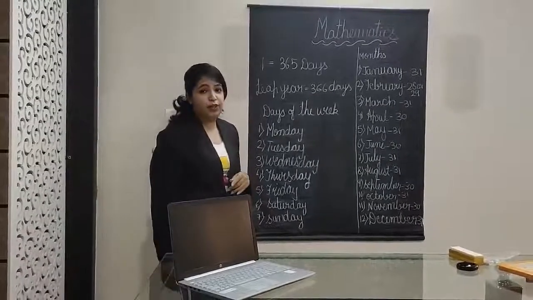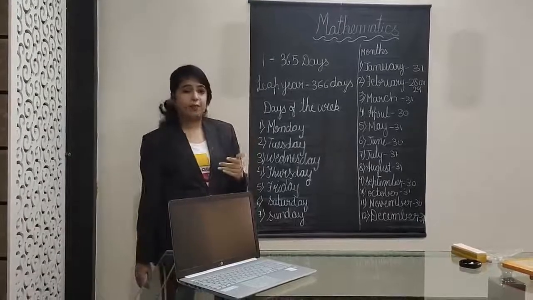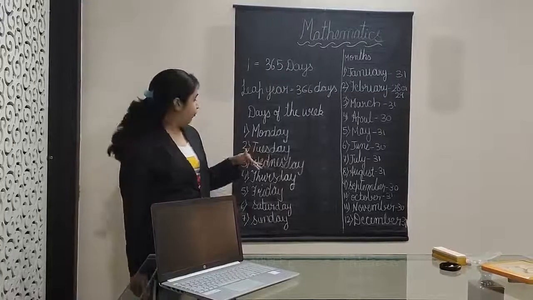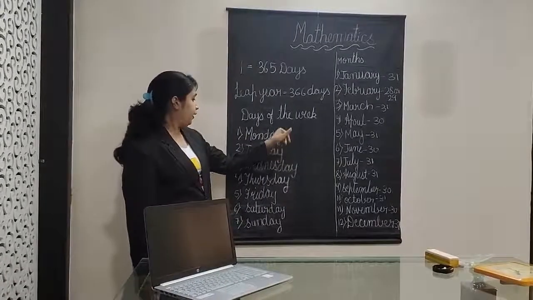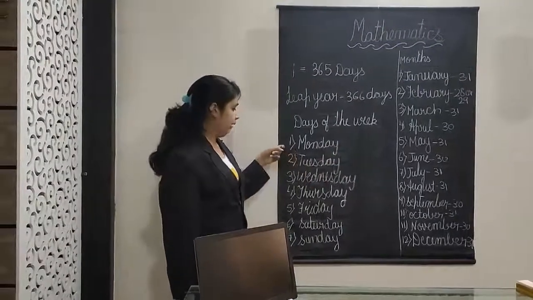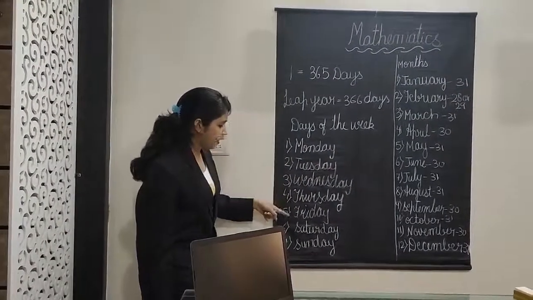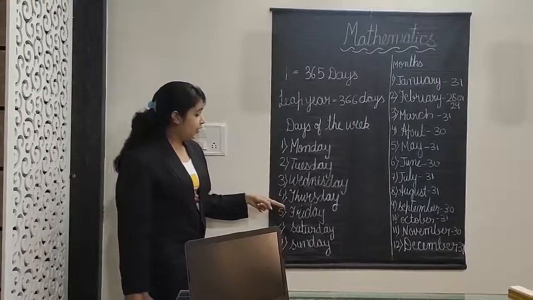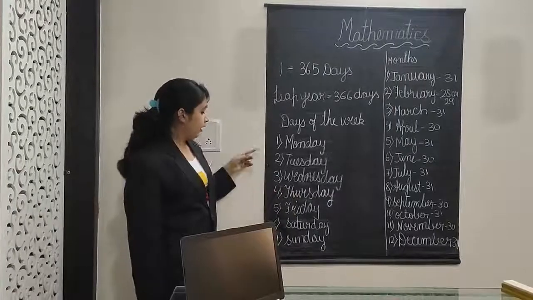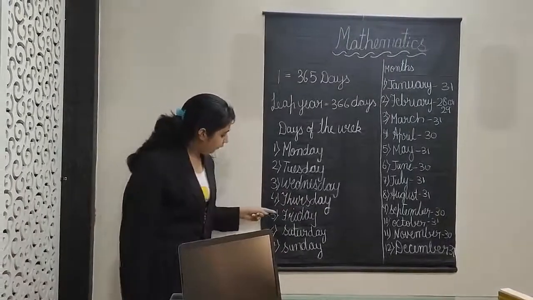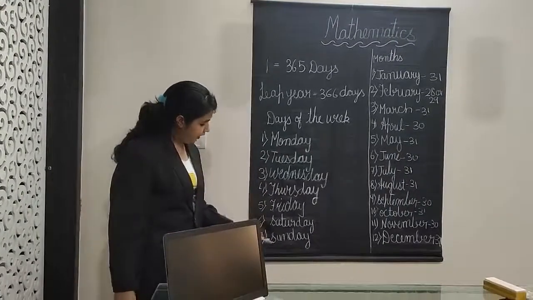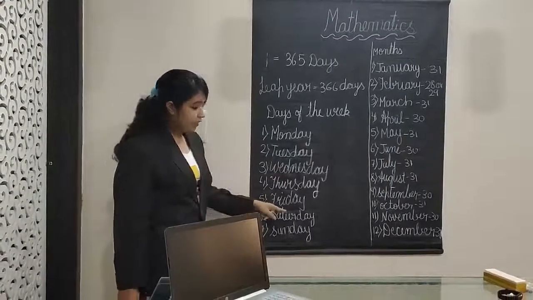If I ask you which day comes before Tuesday? Before means upside. Before Tuesday, which day? It is Monday. And after Thursday, Friday. Which day comes after Thursday? It is Friday. And which day comes between Friday and Sunday? That is Saturday.